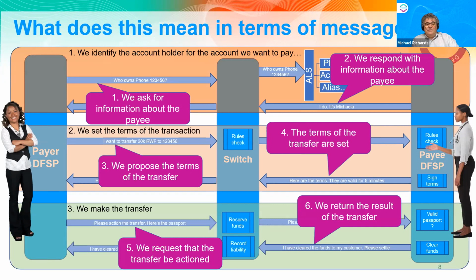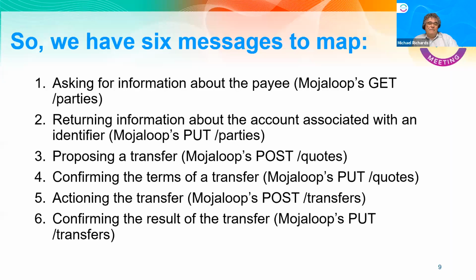So we have 6 messages that we need to think about. First of all, we ask for information about the payee, and the Mojaloop way of doing that is via a get parties request. Second, the payee institution will return information about the account that's associated with an identifier, and that's the Mojaloop put parties request. Then we propose a transfer, which is post quotes in Mojaloop world. We confirm the terms of a transfer, which is put quotes. We action the transfer, and we confirm the result.